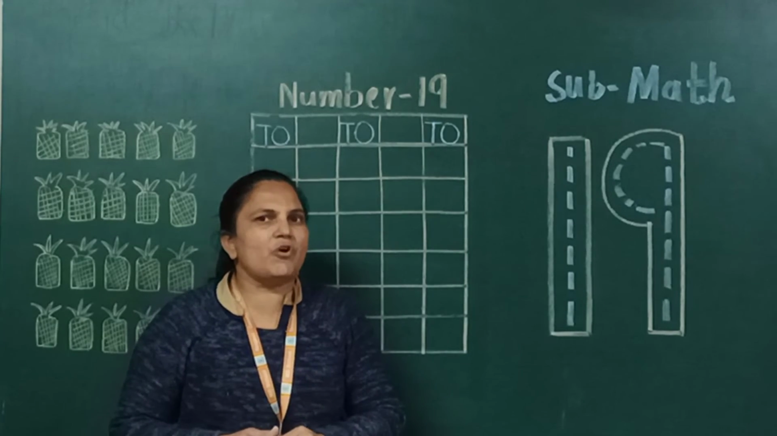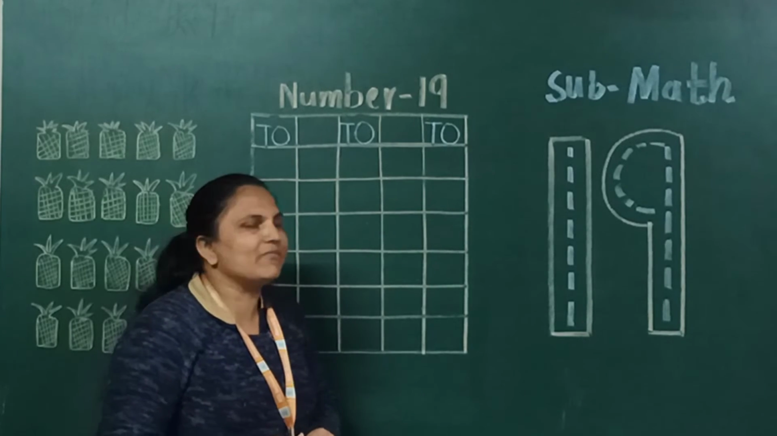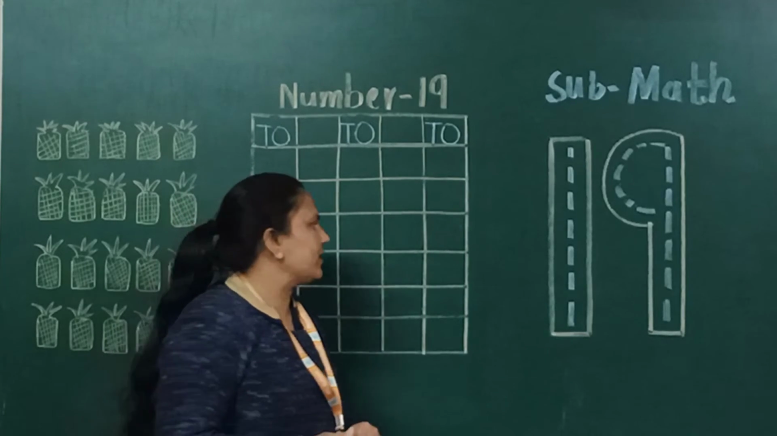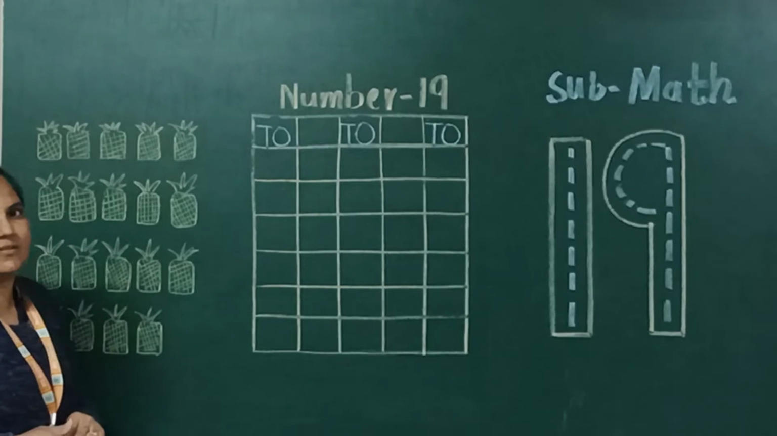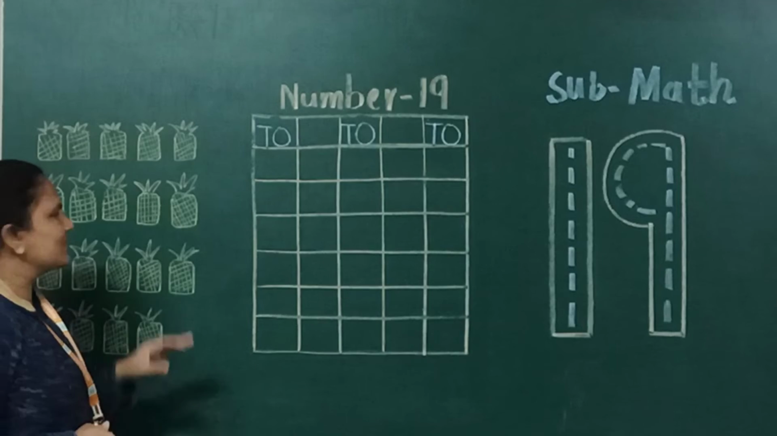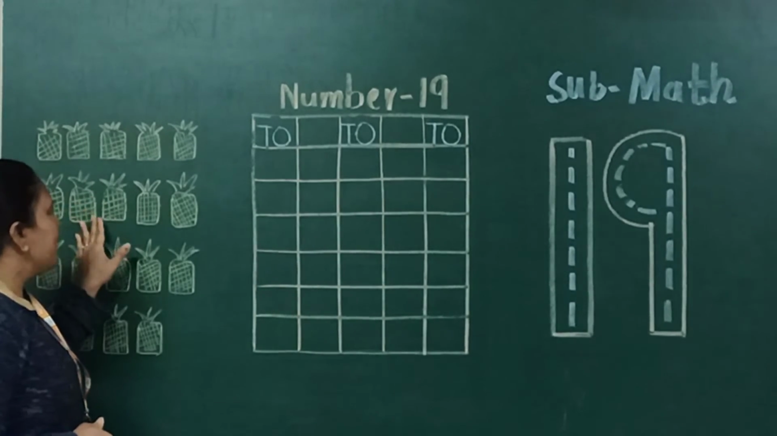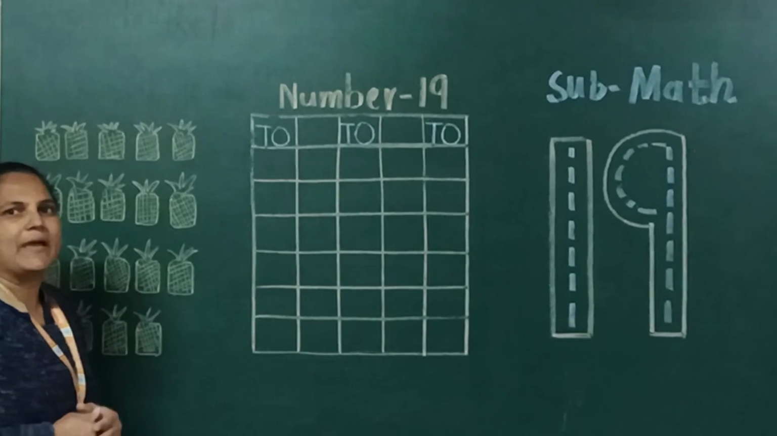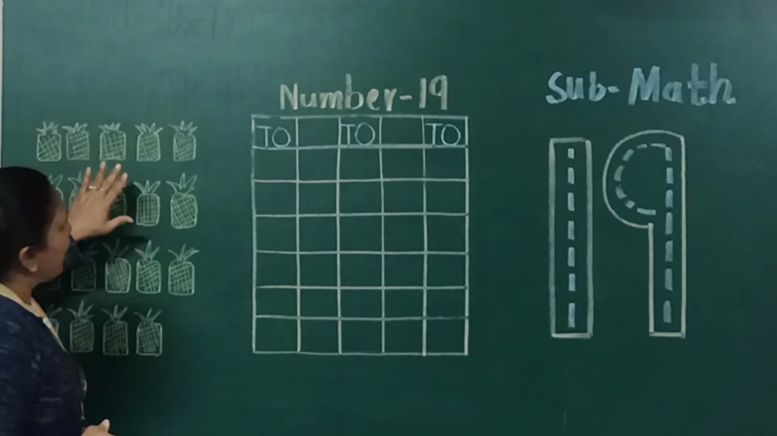In the previous video already I taught you number 18. But today I will explain you how to write number 19. So look at here. First I have drawn some pictures. And which picture is this? Yes, this is picture of pineapple. P for pineapple. You know students, pineapple is a fruit. F for fruit.